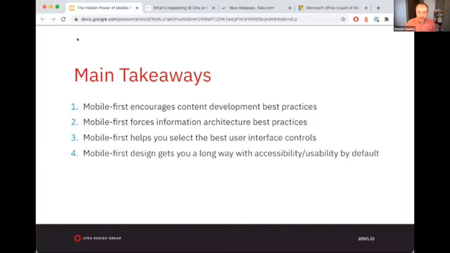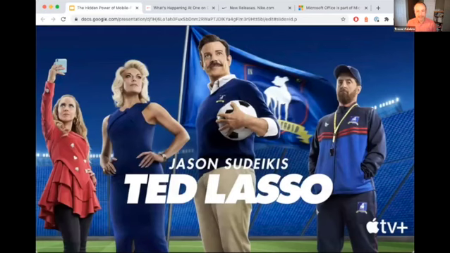And then the fourth thing: mobile first design gets you a long way with accessibility by default and usability. This is the Ted Lasso effect. Without knowing anything about soccer, you can create a great soccer team. Without knowing the nuts and bolts of usability and accessibility, you can make usable and accessible products and websites simply by thinking about the phone first.